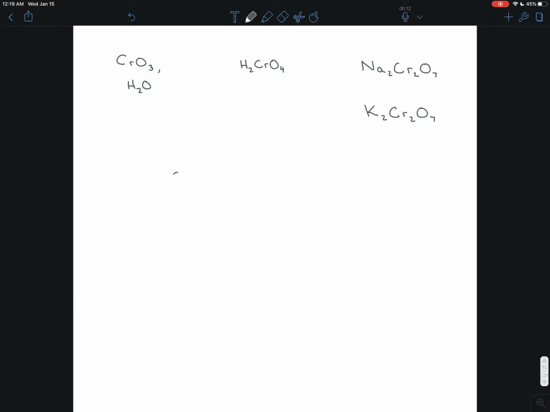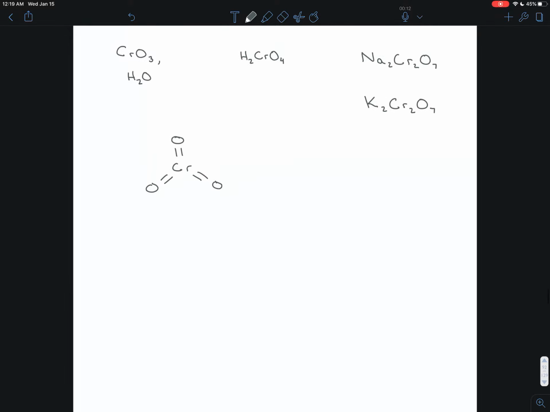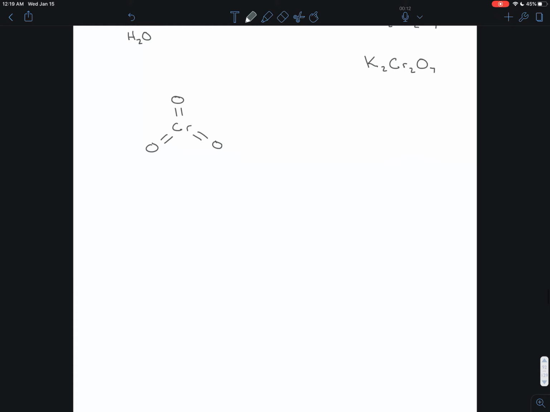Chromium trioxide looks like this. You have a chromium with a double bond to oxygen 3 times. Now if you're looking at this, it may look a little strange. What you'll notice is that there are 2, 4, 6, 8, 10, 12 electrons around the chromium. So why? I thought there had to be 8. How is there more than this? Isn't there only 8 electrons around an atom?